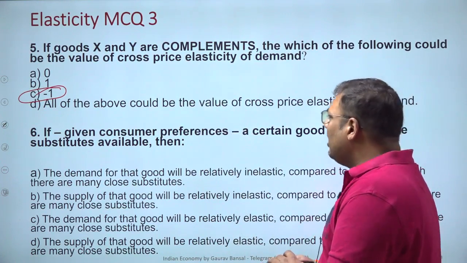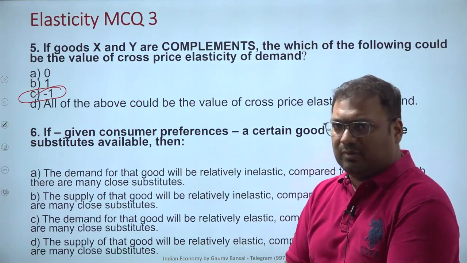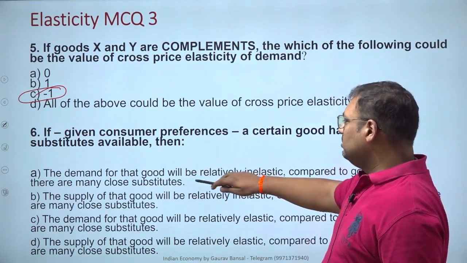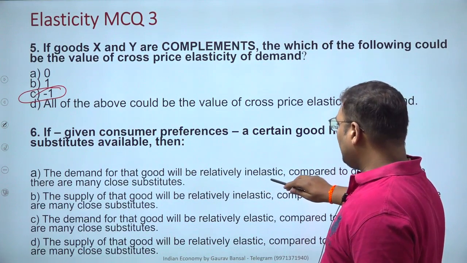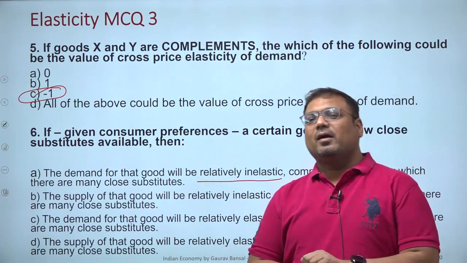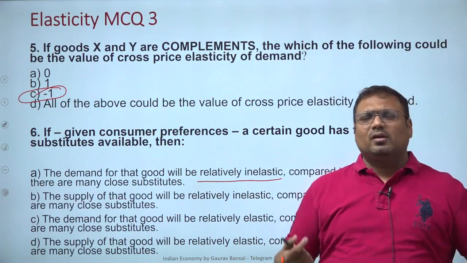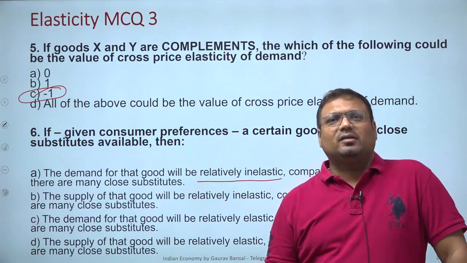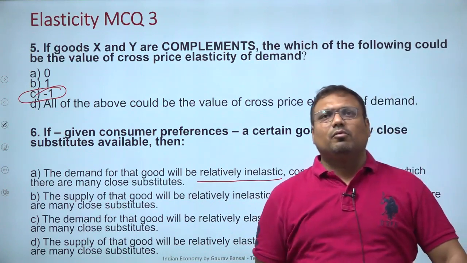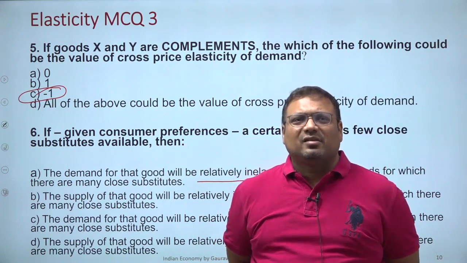If, given consumer preferences, a certain good has few close substitutes available. Now we are simply saying there are substitutes, then what will happen? Demand for that product will be relatively inelastic. What happens when there are substitutes? Let us say you go to the market and you want to buy a pen. There are 15 brands of pens at that shop. Let us say there are many foreign brands, and then there are many Indian brands. Faber-Castell, for example, is there.